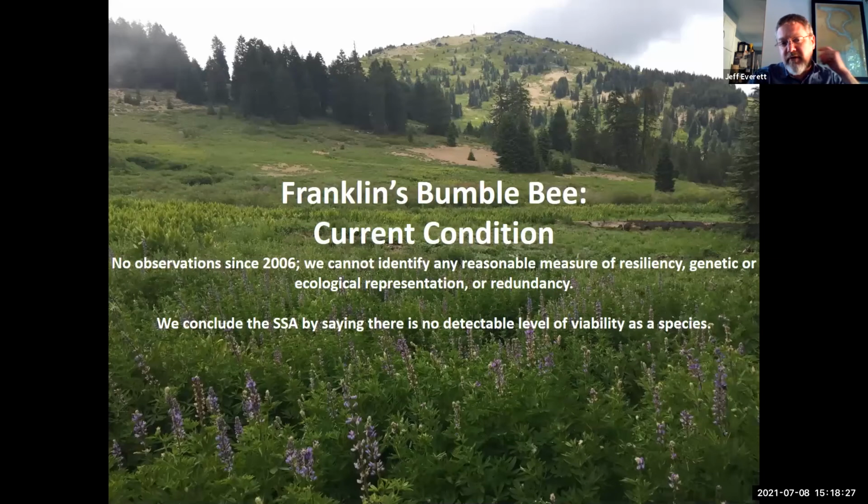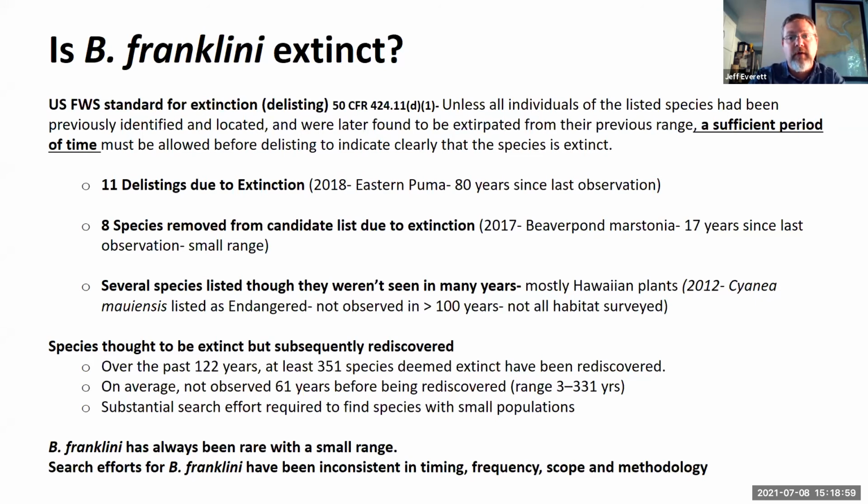The current condition of Franklin's bumblebee, like we've said, we haven't seen it since 2006. And so we can't at this point identify existing known populations on the landscape. And because we don't have any on the landscape that we know of, it's very hard for us to predict what things are going to be like in the future. So we conclude our current SSA for the species by saying that there's no detectable level of viability for the species into the future, which leads to a huge question: is Franklin's extinct? That's a very difficult question to answer.